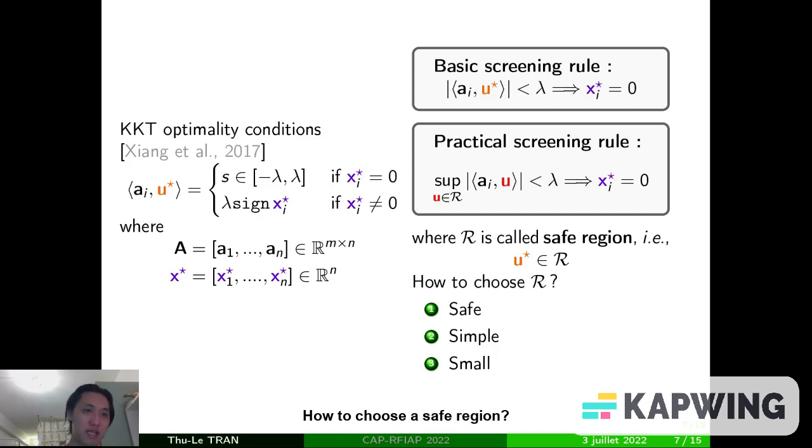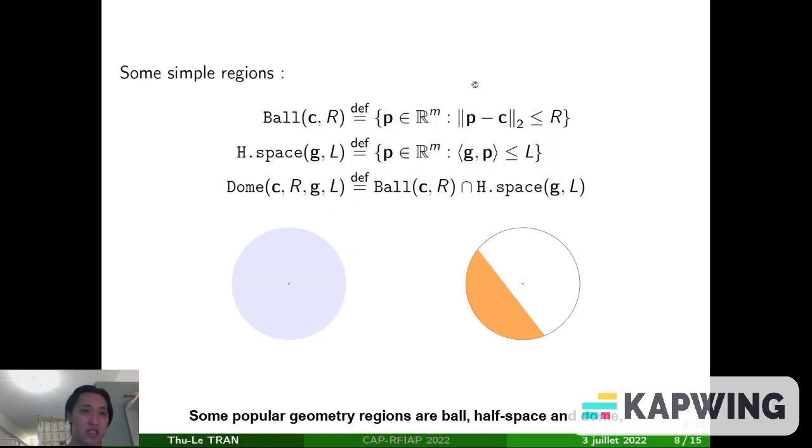So how to choose a safe region? Some popular geometry regions are ball, half space, and a dome. Here, a dome is nothing but the intersection between a ball and a half space. Each ball can be identified with two parameters, its center and the radius.